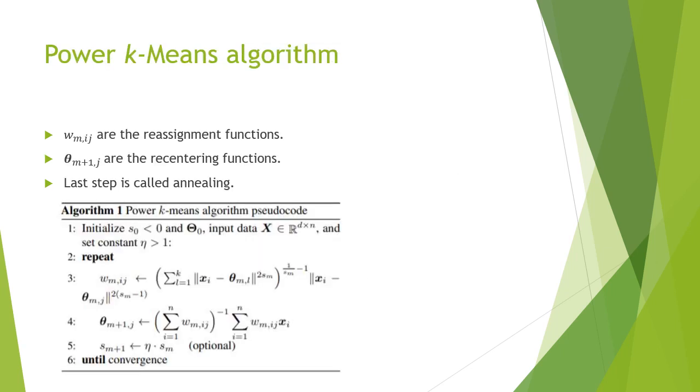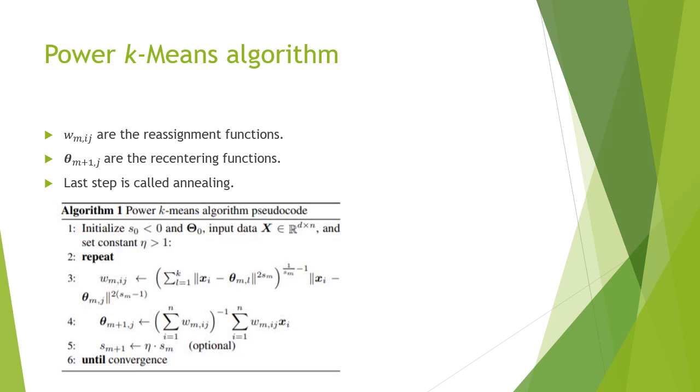This is the actual algorithm. We perform some initializations before we run the algorithm. Specifically, we set the value of the power or exponent of the objective function to be less than 0. We initialize the cluster center matrix and we set this constant eta whose purpose will be explained in a few seconds.